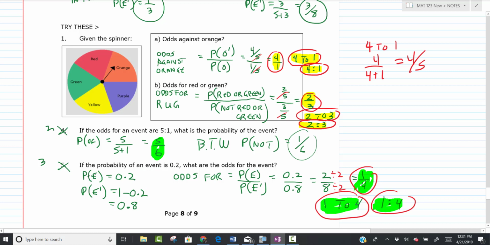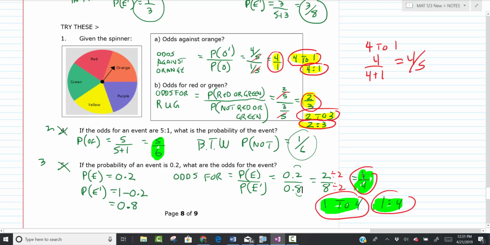Okay, next problem, I gave you a probability. The probability of the event is 0.2. So if you're going to do the odds for, you have to do the probability against. If the probability of the event is 0.2, the probability of the event not happening is 0.8. So the odds for is the probability of E over the probability of not E. So it's 0.2 over 0.8. Again, notice I moved the decimal to the right 2 to get 2/8. Reduce the fraction, you get 1/4. So it's 1 to 4 odds.